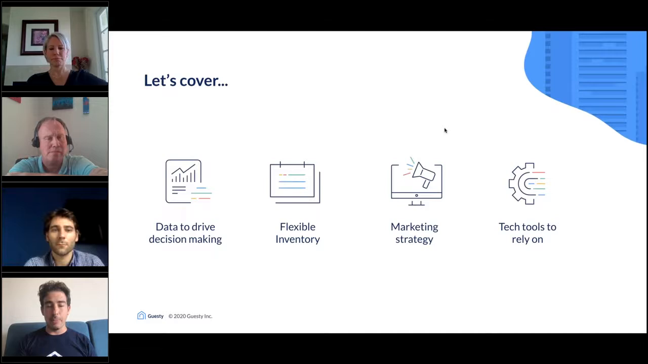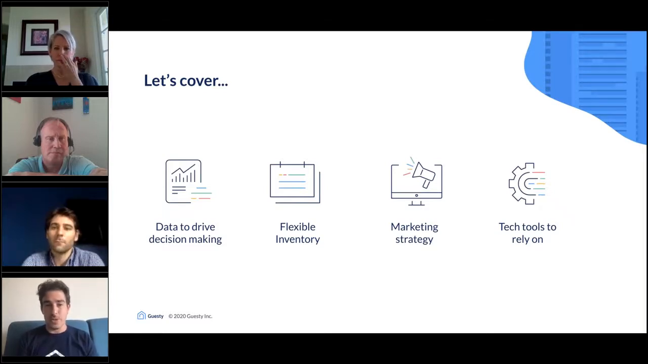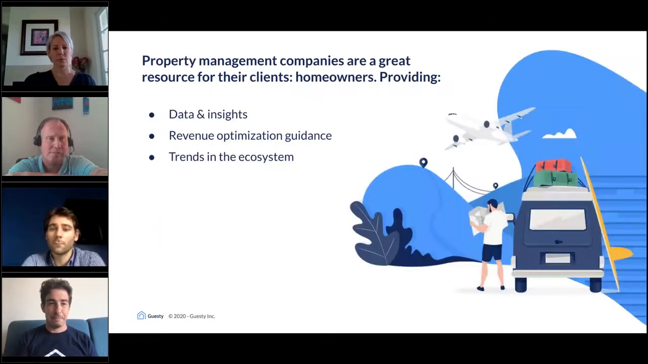So I'm going to talk a little bit in the next 10-15 minutes about data to drive decision making, about the idea of flexible inventory, which was a big push in our product roadmap over the last 3 months. We really shifted our own focus as a property management platform. A little bit about your own marketing strategy that you are driving for the owners. And finally, a little bit about how that actually translates into technology, which is what we're all talking about today.